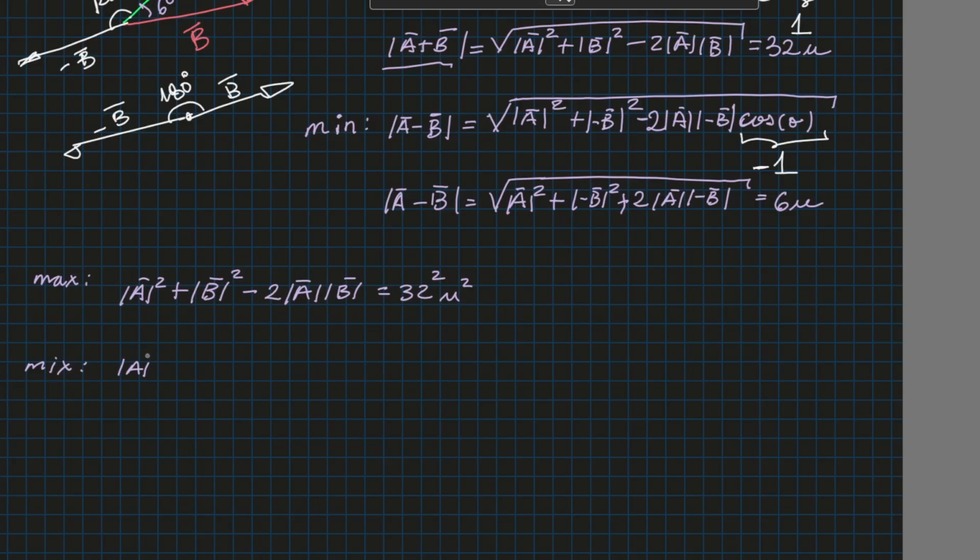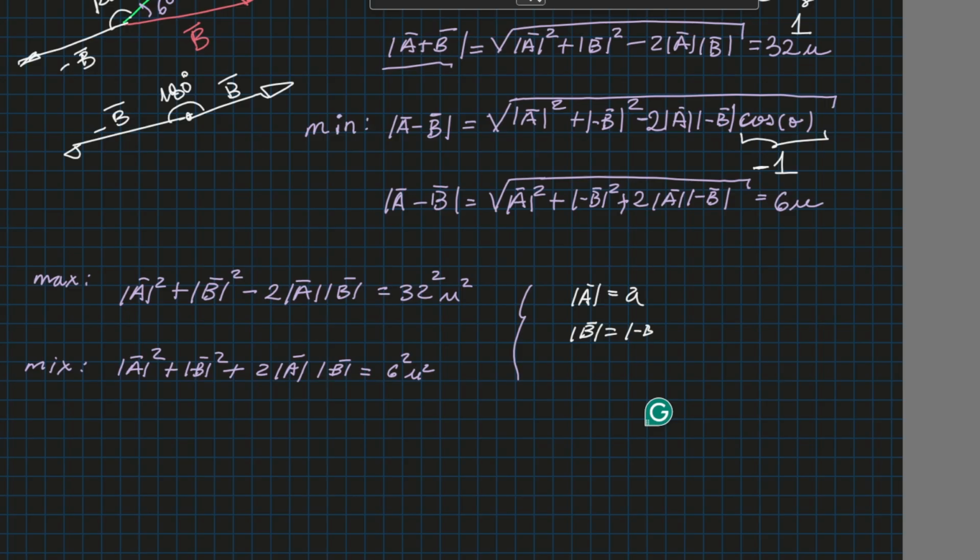The minimum the same, so it is the magnitude of a squared plus the magnitude of b squared plus 2 times a b minus... equals 6 square units squared. Now here let's say that the magnitude of a is equal to a and the magnitude of b equals to b.